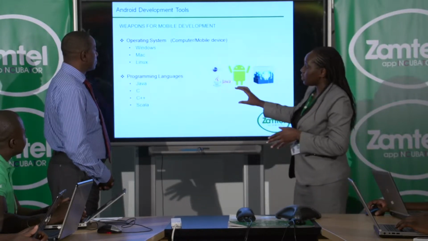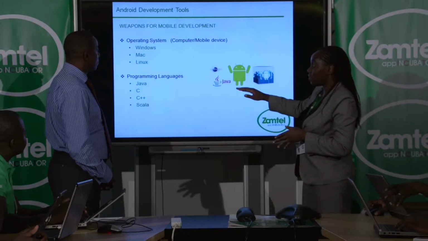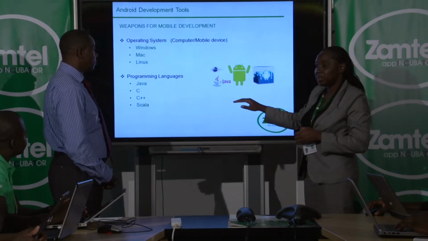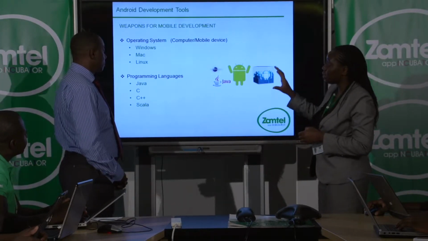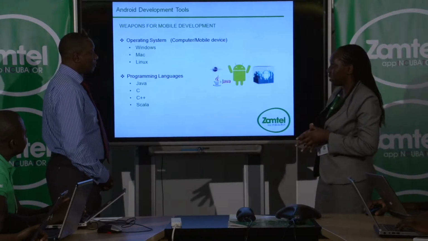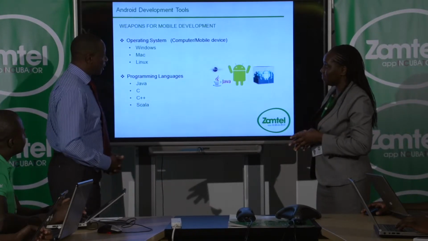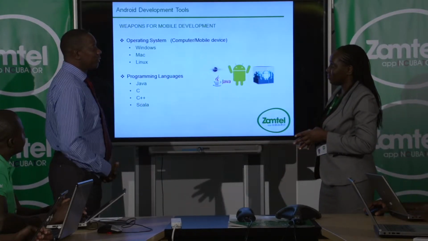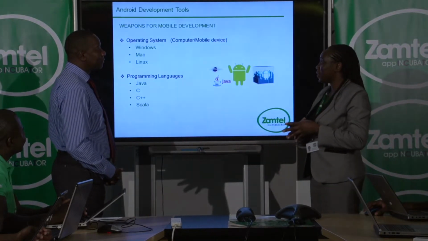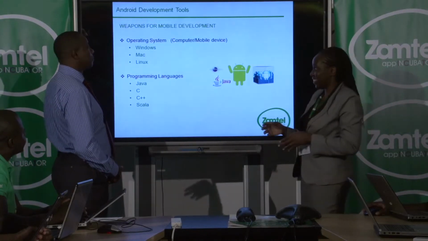Then delving into the programming languages, you need to know Java. You can use C or C++ or Scala. These are the programming languages that you can use to develop a mobile application. So assuming you already have a PC and you're interested in developing your app, do you have to go and buy the software? It must cost a lot of money. No, the beauty about it all is that it's free software. You can download it.